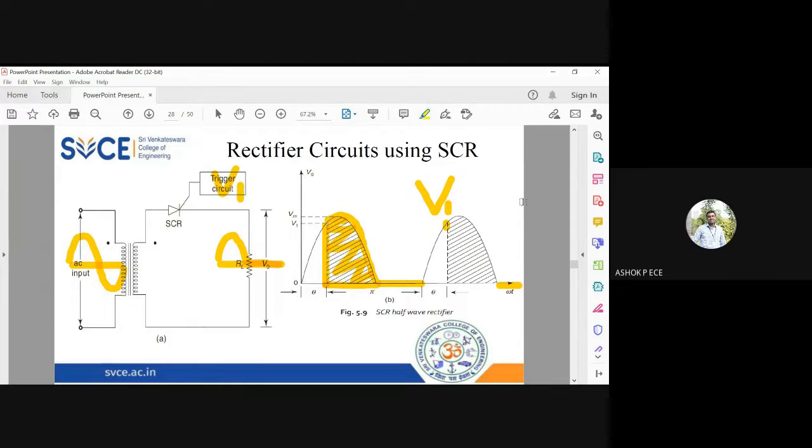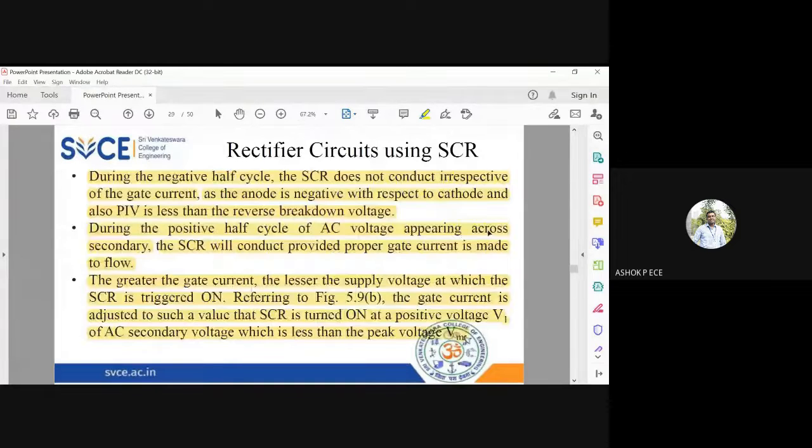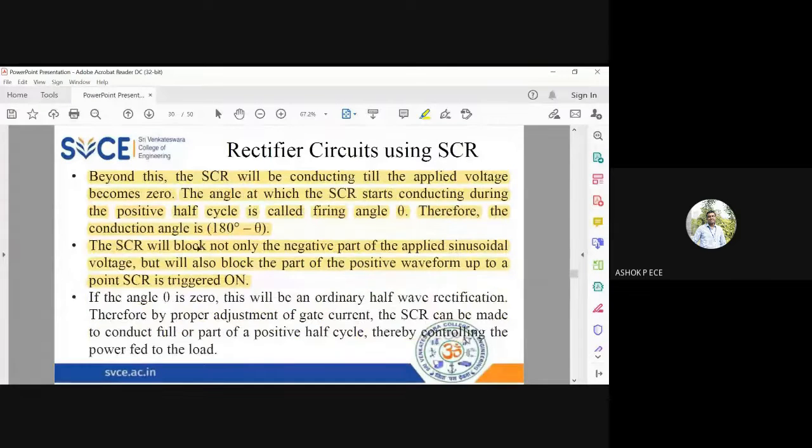So you should not blindly assume that the SCR will conduct throughout the positive half cycle fully. No, the SCR will conduct only when it reaches the minimum voltage V1, which is required for conduction. After reaching V1, you cannot stop the SCR from conducting. It will conduct until the voltage becomes zero or negative. That is what is given here. So don't think that the SCR will block only the negative portion of the signal. No, it will block some portion of the positive waveform also, up to the point where the SCR is triggered on.